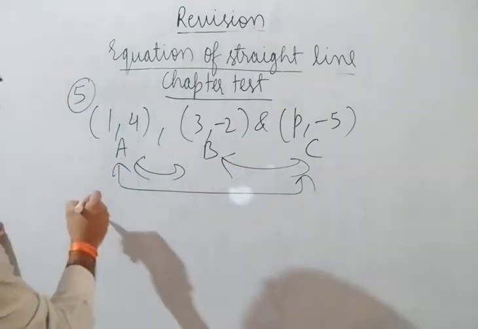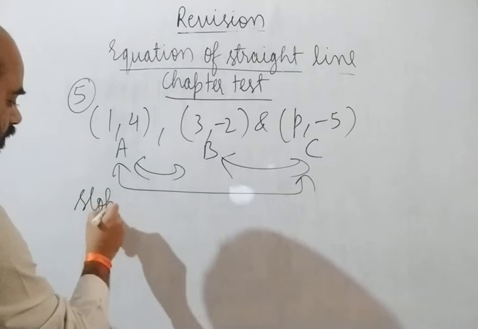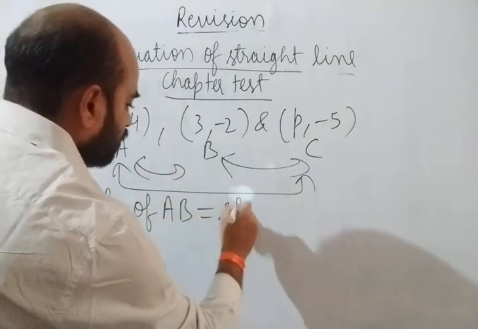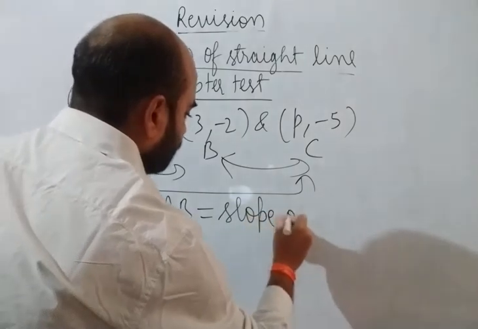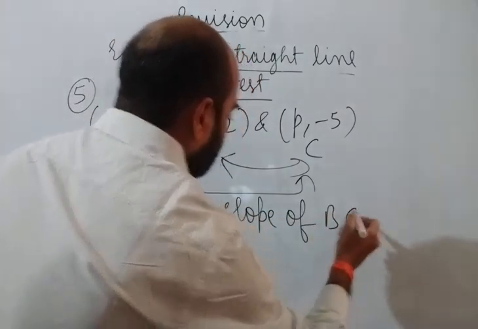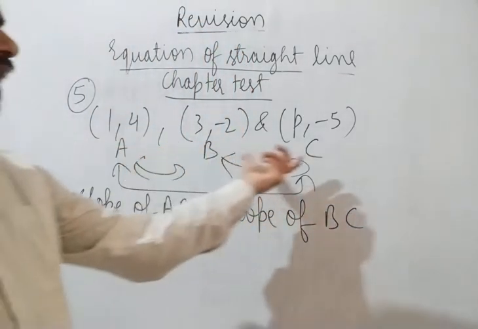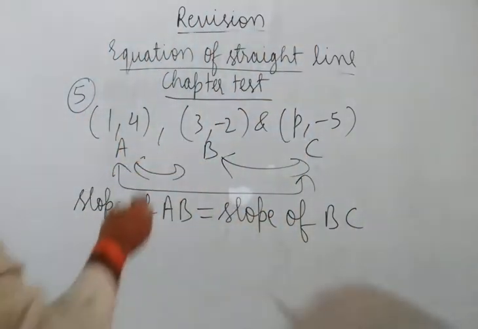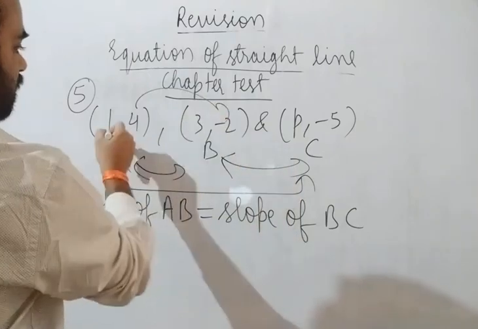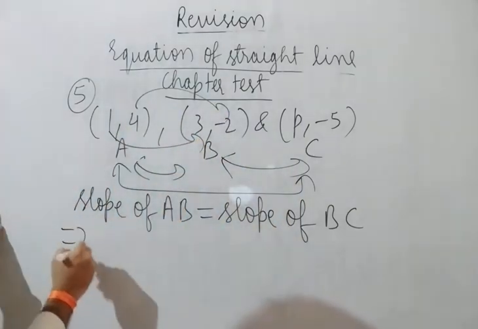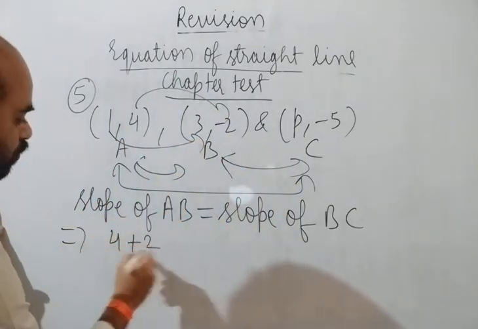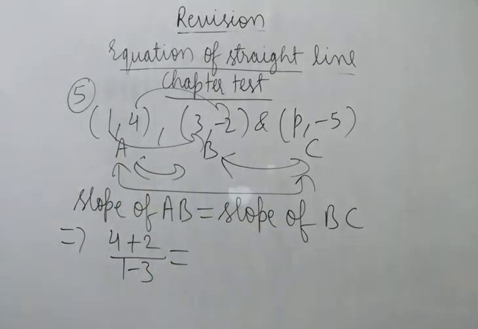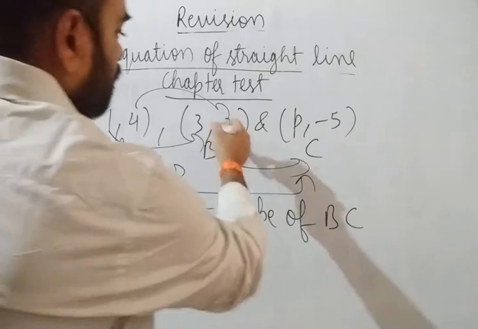So we can take slope of AB equal to slope of BC. Correct? I have taken slope of AB and slope of BC. Slope of AB will be (y2 minus y1) upon (x2 minus x1). So this will give (4 plus 2) upon (1 minus 3). Clear?